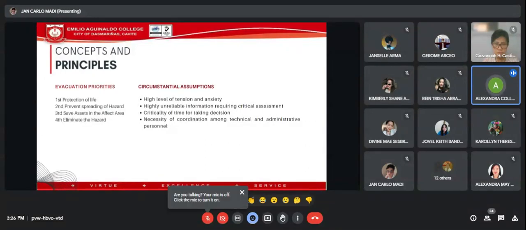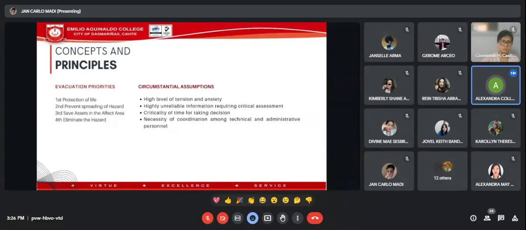So, sa protection of life, of course, yung primary and most critical objective ng kahit anong emergency situation. So, dito, ang focus natin is getting people out of harm. So, tinatanggal natin or nire-remove natin sa isang harmful situation or sa harmful environment ang isang tao.